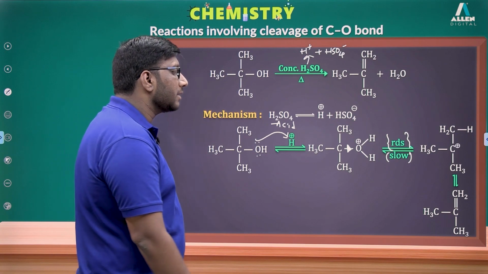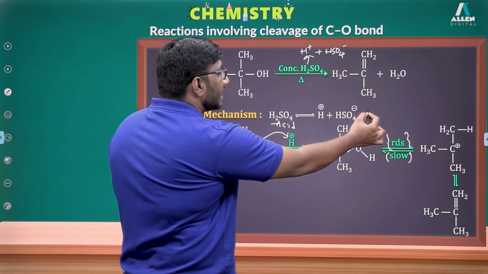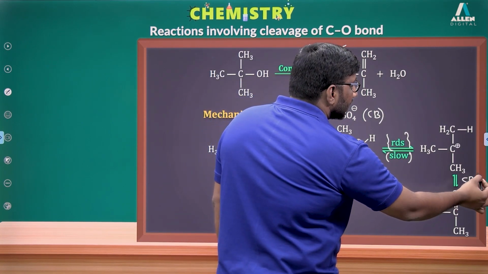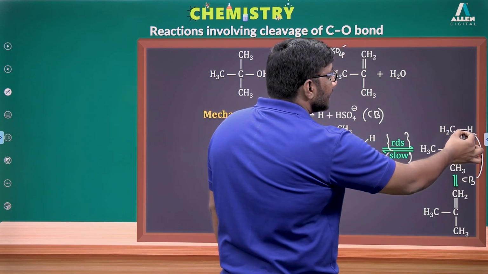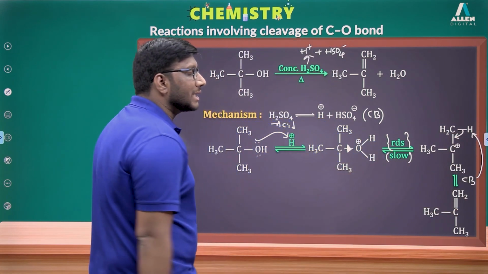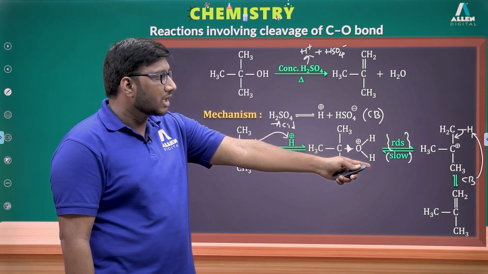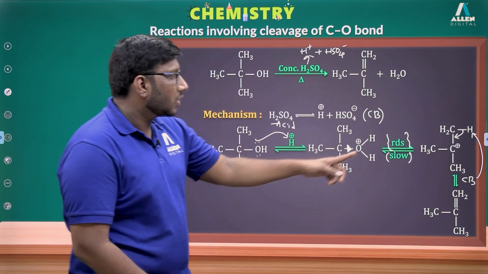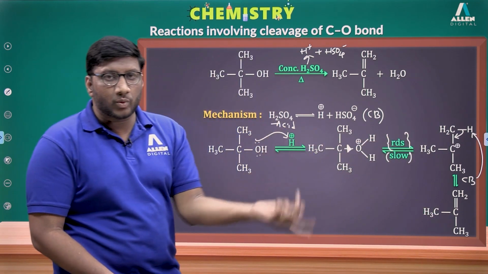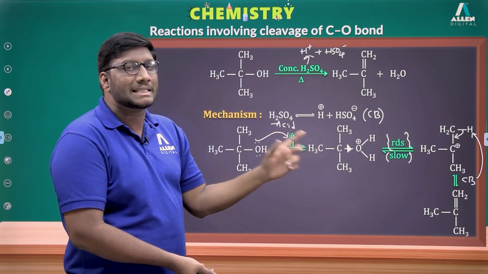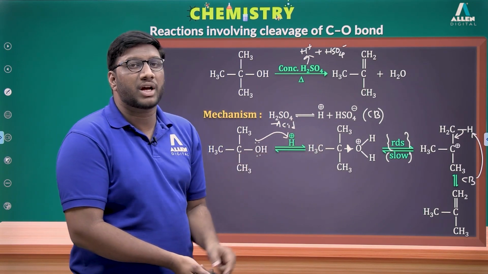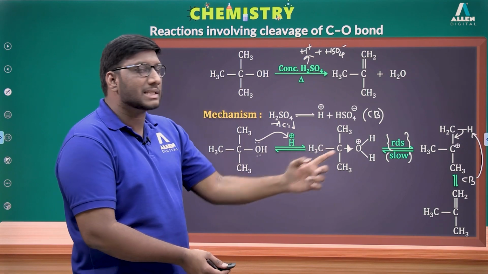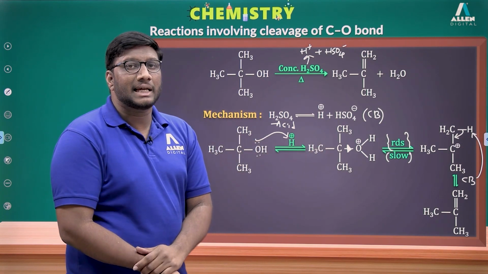How will this elimination happen? Because we have HSO4 minus, which is your conjugate base. This conjugate base will try to pick up the proton and the C-H electron density comes in, leading to the formation of alkene. The conjugate base can pick up a proton from different carbons, so you have to generate the alkene which is most substituted. The most substituted alkene has to be given as the major product, with some exceptions. That is the mechanistic approach of dehydration of alcohol.